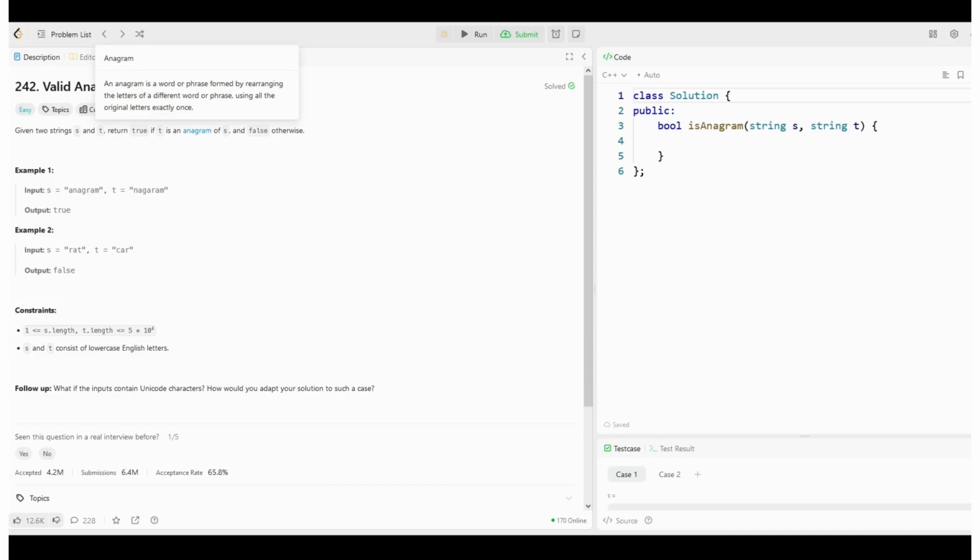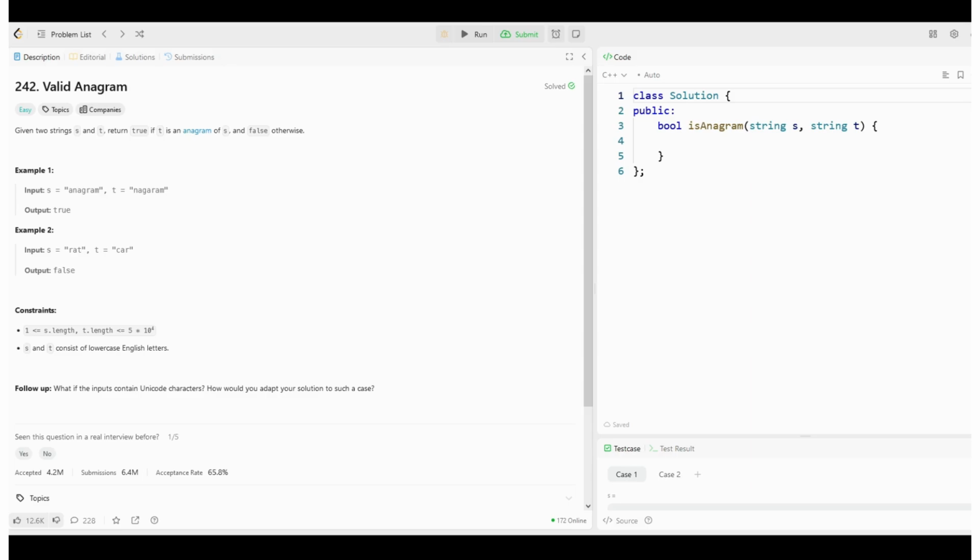An anagram is a word or phrase formed by rearranging the letters of a different word or phrase using all the original letters exactly once. So they have given two examples here. In the first example, T is an anagram of S. If you look carefully, there are three A's in S, there are three A's in T, there's one N in S, there's one N in T, there's one G in S, there's one G in T, there's one R in T as well, and there's one M in S. So T is an anagram of S.